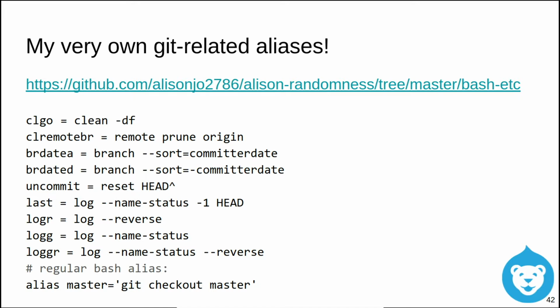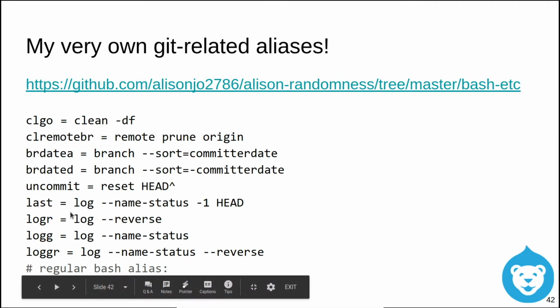Uncommit I use all the time. Anytime that it turns out that I can't push because I didn't pull first, but I don't like merge commits, then I uncommit what I just did. It's just resetting your head back by one. I use uncommit all the time. And then I can pull down, make a new commit, push.